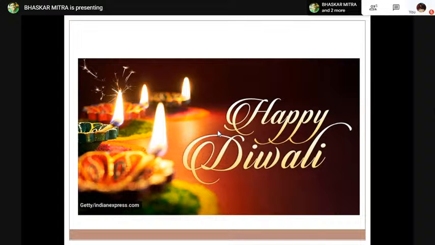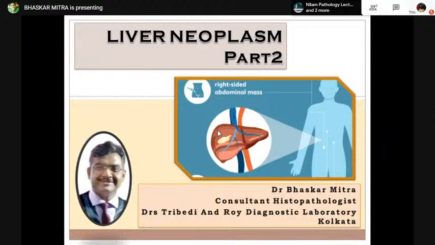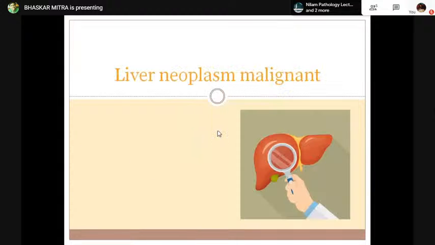Now I am continuing with my topic of liver neoplasms. In my last presentation, I talked about the benign nodular lesions of the liver. Taking from that position, I am now continuing with liver neoplasm part 2. Today I will be discussing more on the malignant neoplasms of the liver.